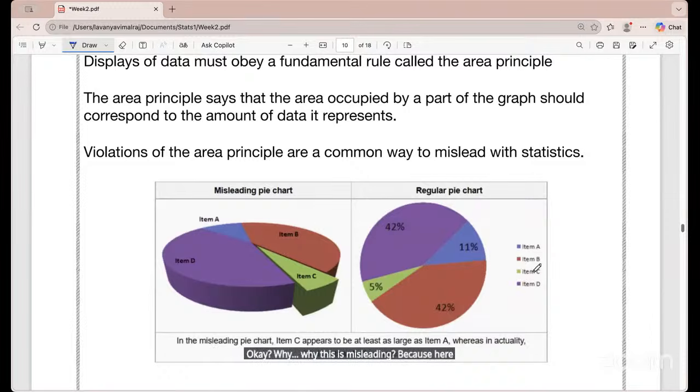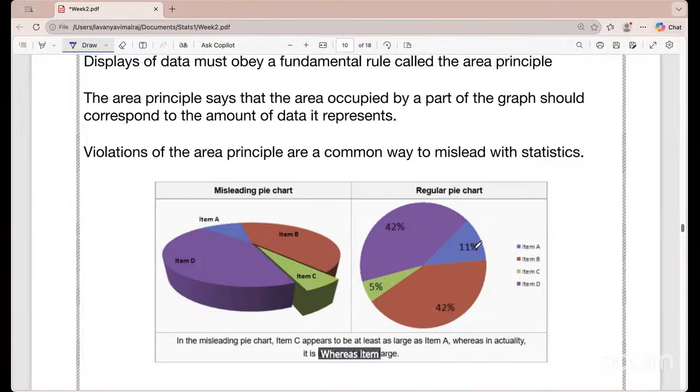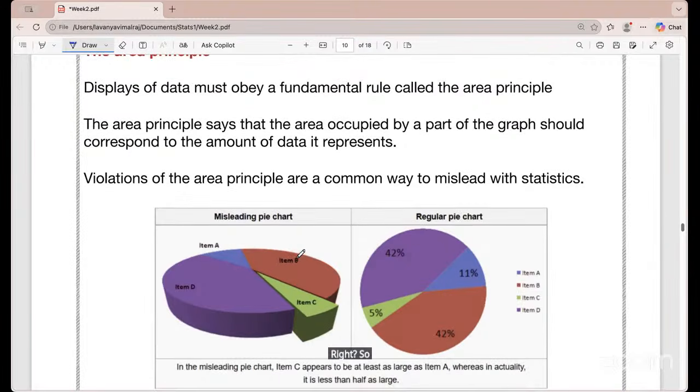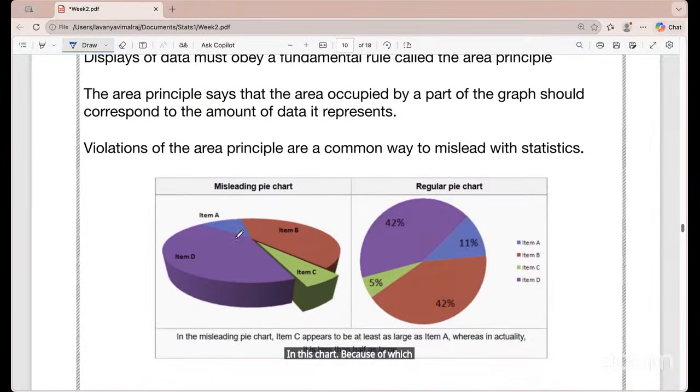Because here you see that item C is actually just 5%, whereas item A is 11%. But when you look at this graph, it looks like item A and item C are more or less the same size, which is misleading. Because of this, we say that there is a violation of the area principle. The area it should represent is not there. It is representing a bigger area in this chart, because of which we call this misleading. Is that clear for everyone?